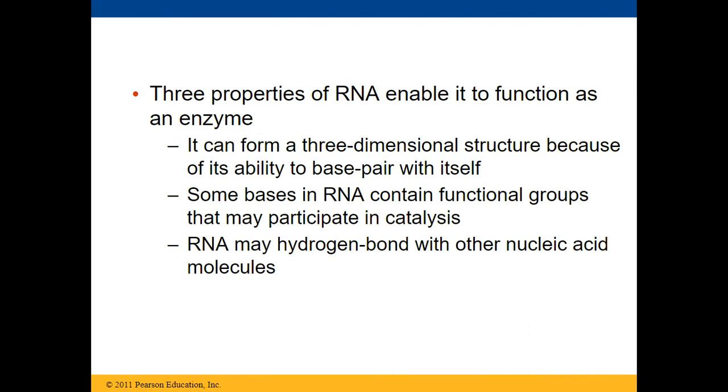There are 3 properties of RNA that enable it to function as an enzyme. First, it can form a three-dimensional structure because of its ability to pair with itself. Second, some bases of RNA contain functional groups that may participate as a catalyst. And three, RNA may hydrogen bond with other nucleic acid molecules to protect itself.